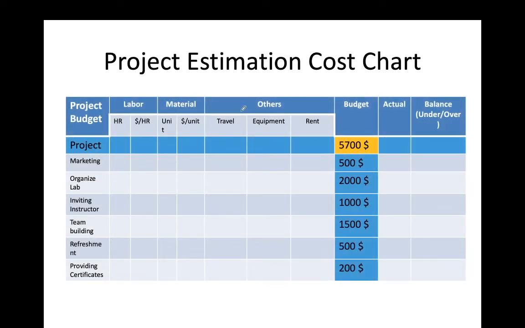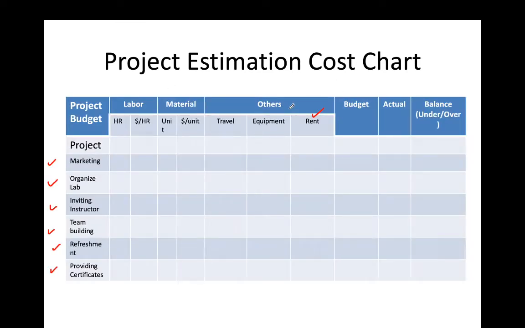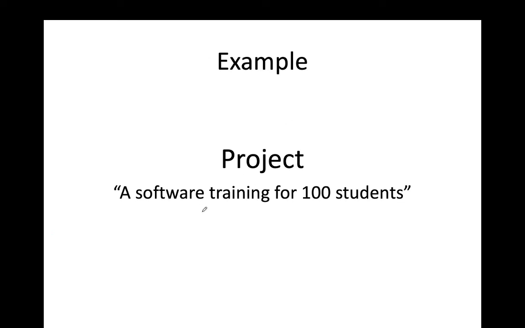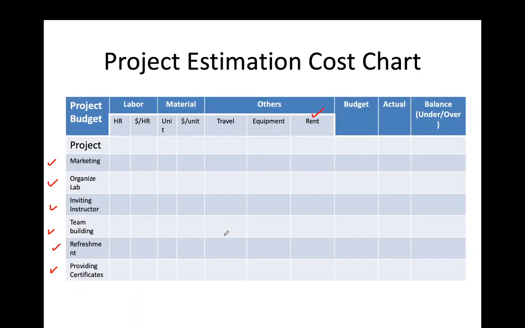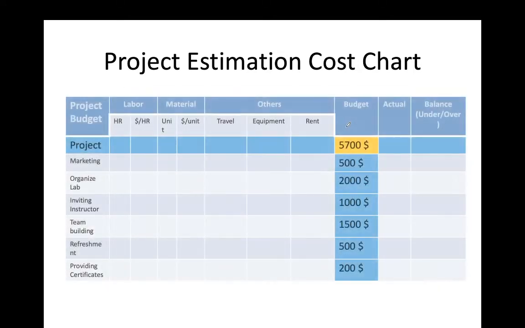Okay, before the first activity, here it's only given a software training for 100 students. Maybe you will also be given a budget, that okay, you have to do all this in 6000, in 6K. So what will that be? That will be that you will have a 6000 or 5700 budget. So now you have a question.